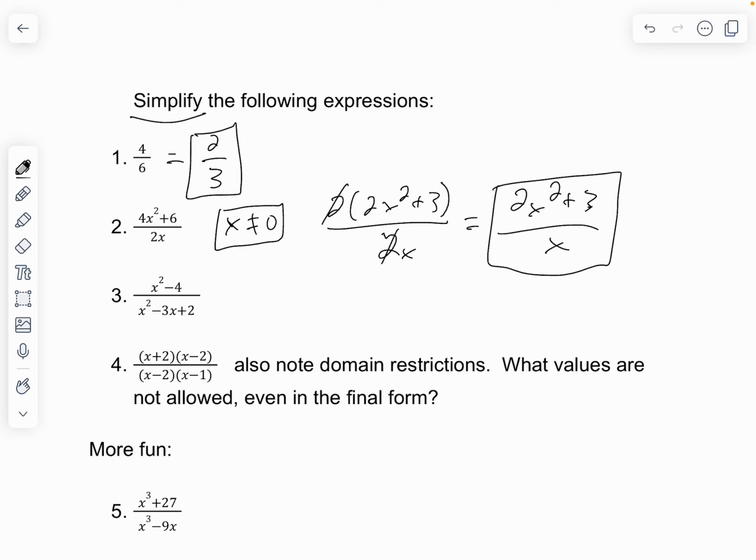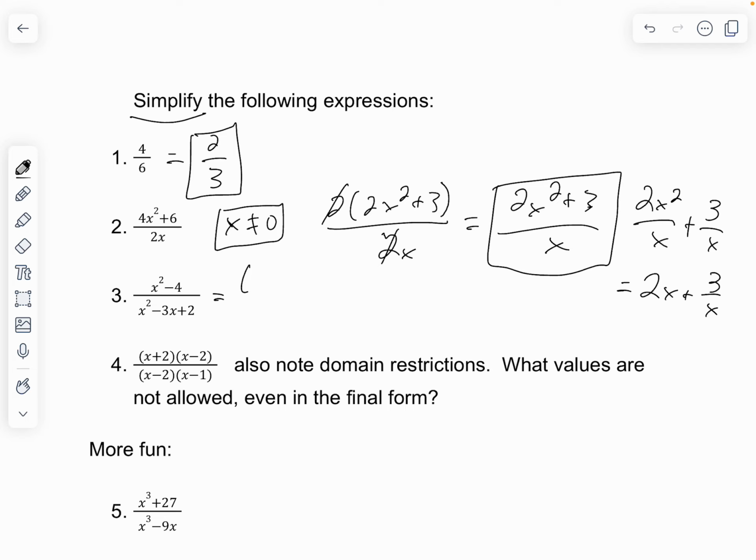Some people say, well, you could split that across the top. So you'd have 2x squared over x plus 3 over x, which is 2x plus 3 over x. I wouldn't argue. I don't think that's really that much cleaner. I prefer everything in one fraction if possible, but unless they're very specific, I would say either of those answers would be acceptable.